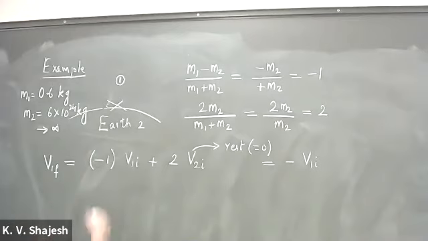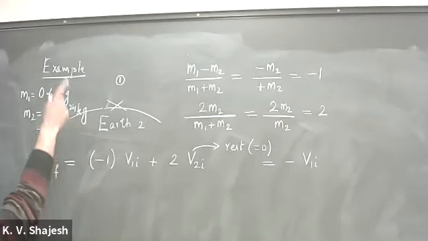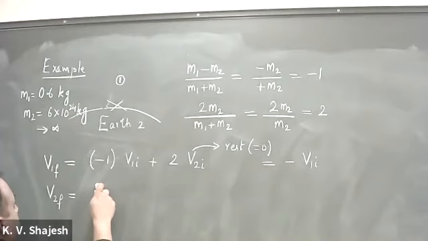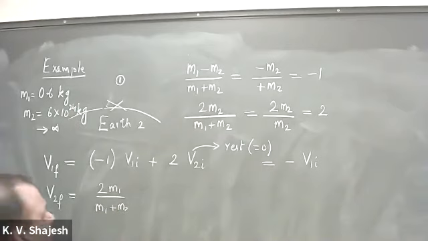What about Earth? We might expect that Earth will actually budge very little. Yes, a very tiny bit, but that's really in the 24th decimal. For our purposes, it should be 0. But let's see what happens. V2 final, what's the velocity of Earth after the collision? That's 2 times m1 divided by m1 plus m2. Right, that's what the expression is.